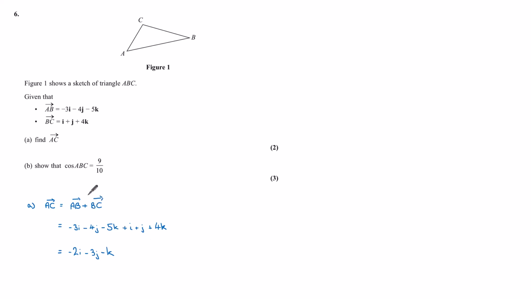Part B, I want to show that cos ABC is equal to 9/10. I'm going to start by labeling this diagram that I'm given so that I can see what is the angle ABC. So this angle marked X is my angle ABC, and I know the lengths of AB, BC and AC to be the modulus of their vectors.